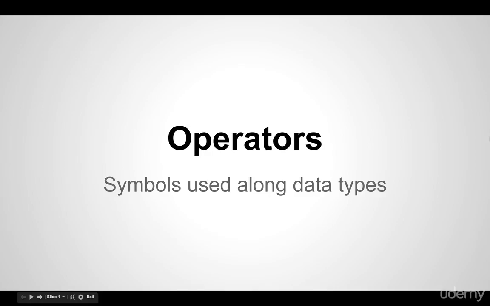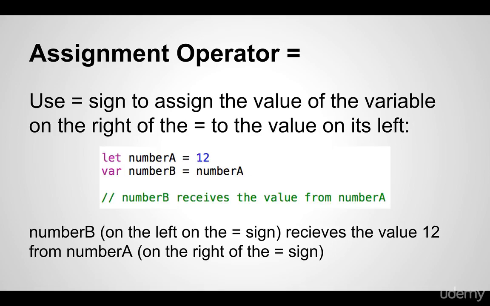Operators, which are symbols used along data types. So first, the simplest one is the equal sign, which is called the assignment. The equal sign is used to assign the value of the variable on the right to the variable that's on the left side. Okay, so here in this example, let number a is equal to 12. So we have a number a that stores the value 12.